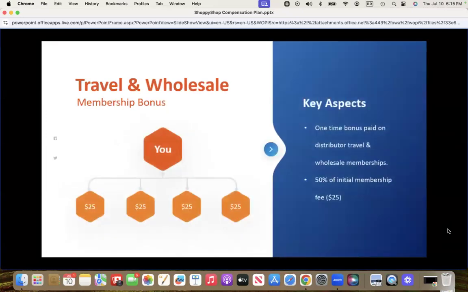Now we're calling this one the travel and wholesale membership bonus. Basically, you know how when you come in, it's $59.95. We know that $9.95 is for the first month's membership. The other $50 is the enrollment fee. And what we do is anybody that you bring in, they sign up for $59.95. Of the $50 for the enrollment fee, we're going to pay you $25. So you're going to get half of that. So if you bring in 4 people at $59.95, you're going to make $100. And you can bring in as many people as you want.